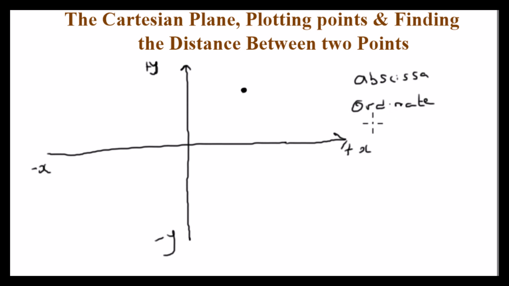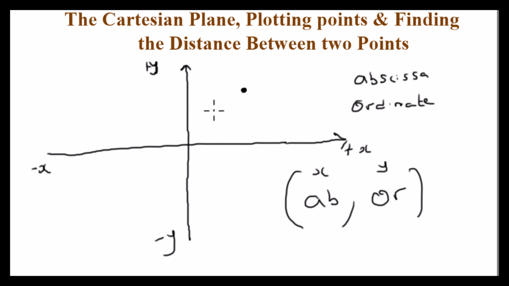And they have to be written as an ordered pair. That is, we have something like this. Let's say AB represents the abscissa and OR represents the ordinate. Of course, we don't use AB and OR. Instead, we use x and y. Now, depending on where the point is located, if the point is located in the first quadrant, both x and y will carry a positive sign.